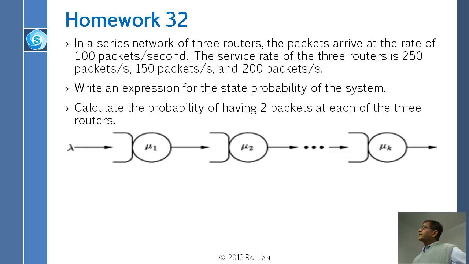In a series network of 3 routers. Okay, so this is a very simple thing. I mean, you already have the answer. Calculate the probability of having 2 packets with each of the routers. If this is M/M/1 queues, then all you have to do is, we already talked about the expression. You just have to use it.